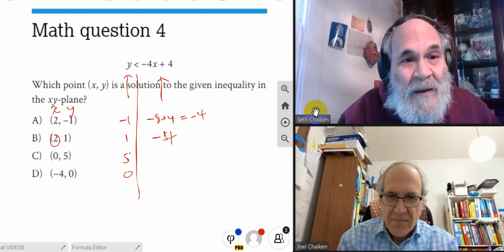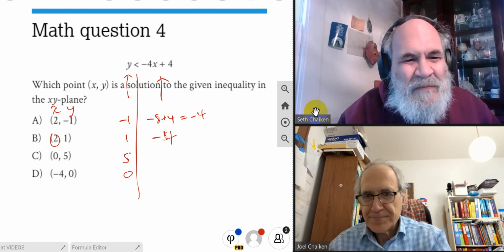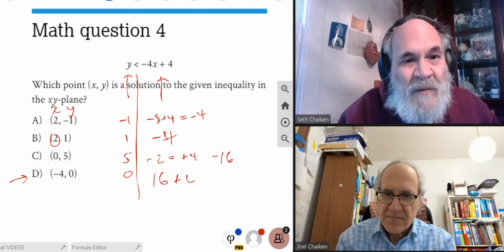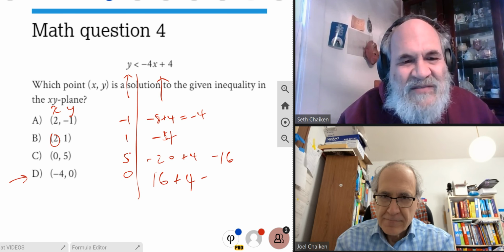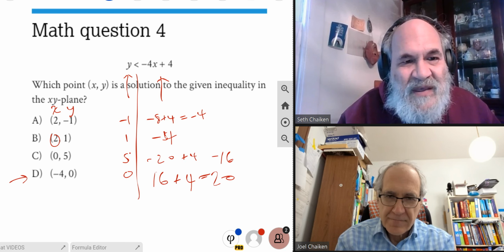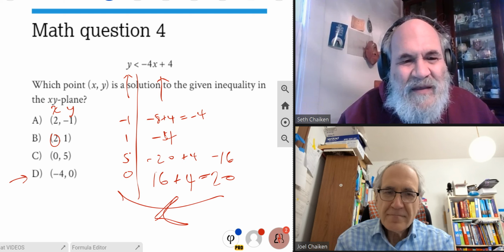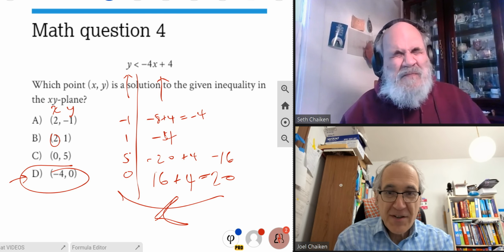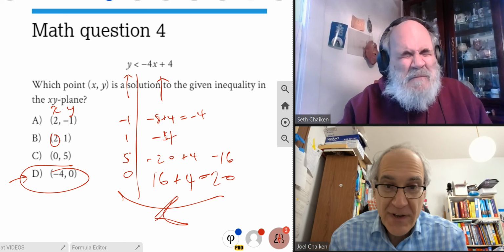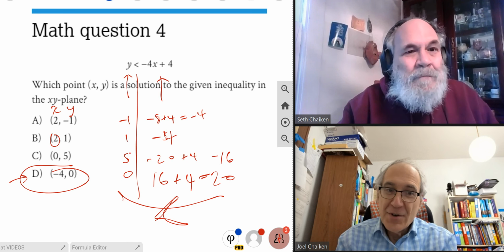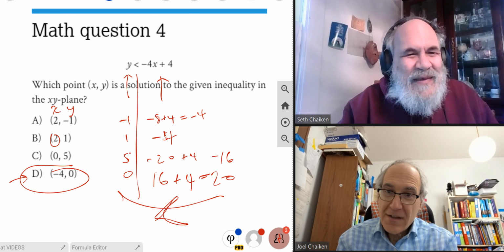And let me verify it when x is -4. This is 16 plus 4, and that's a big number. It happens to be 20, which is bigger than 0. So D is the answer. People who did it through brute force, which is a pretty good way to do it, have to wait till the last one to get the answer. That's right.